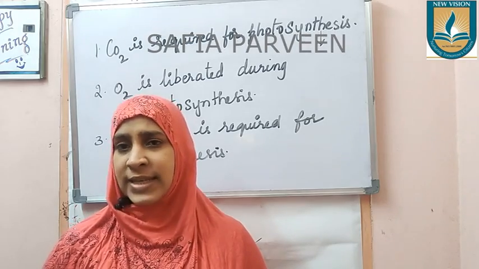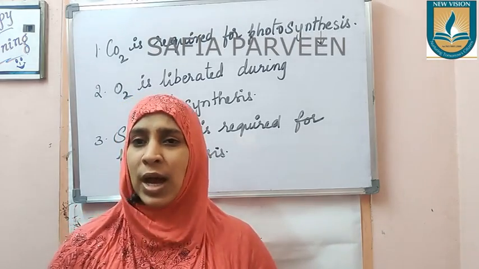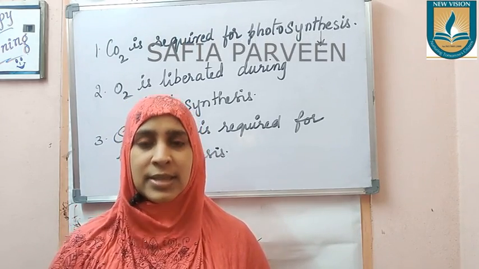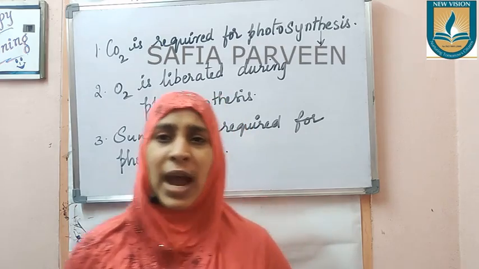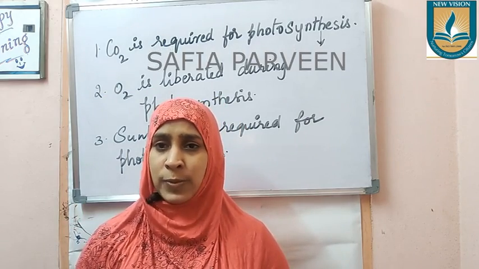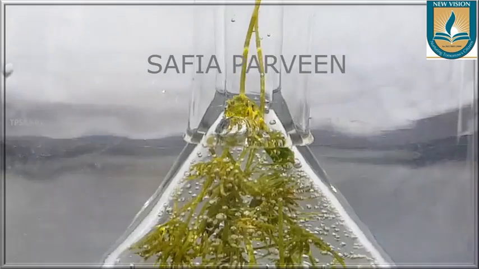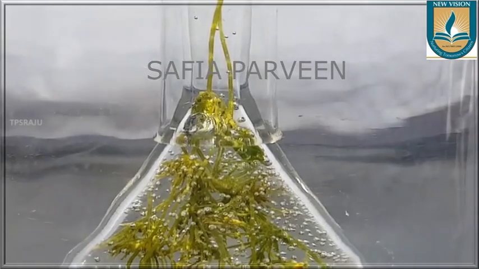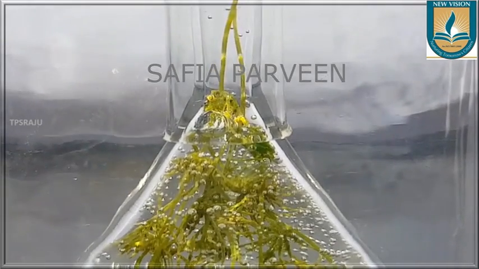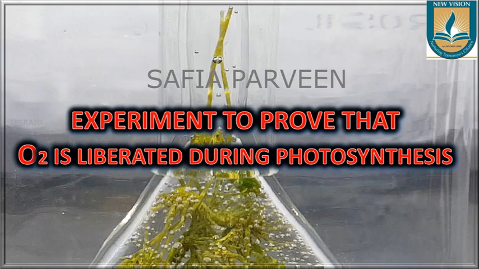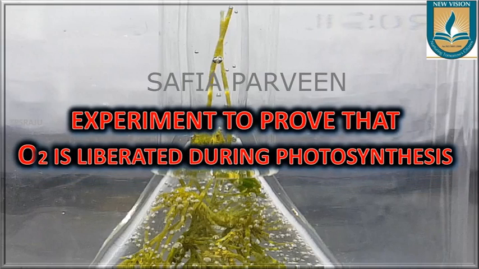Okay, with this the carbon dioxide experiment is completed, and I hope you have understood that carbon dioxide is required for photosynthesis. Next, with the help of a hydrilla plant, we will discuss that oxygen is liberated during photosynthesis. An experiment to prove that oxygen is liberated during photosynthesis.